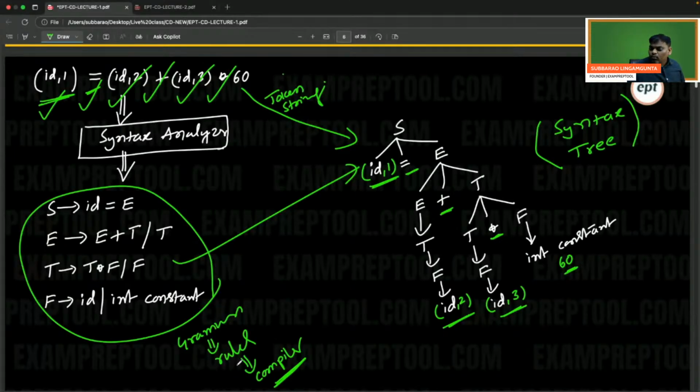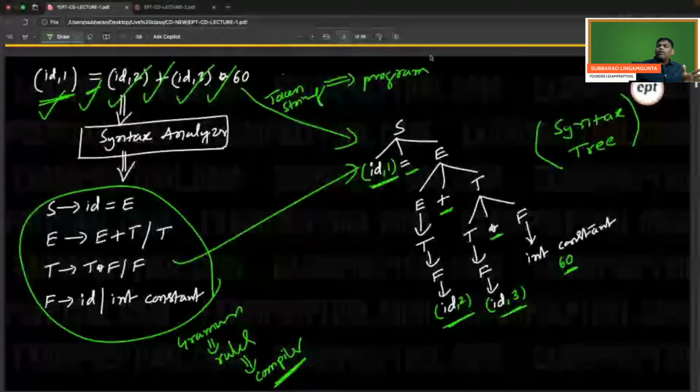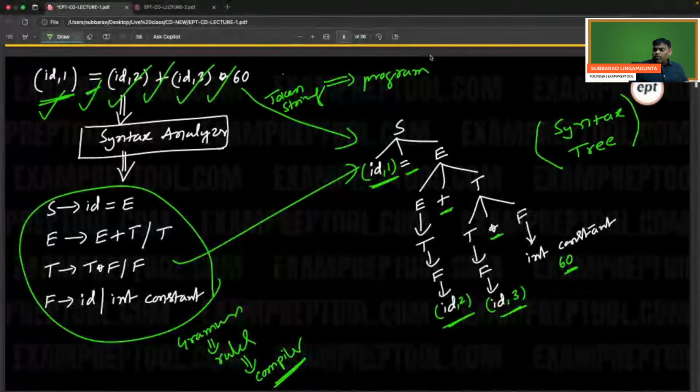Some people are asking, sir, what is the token string? Remember, token string is nothing but the user program. Syntax analyzer will take the user program in the form of tokens. User program, normally in high level, you convert it into tokens. So syntax analyzer has two things as input. One is the user program, which is a token string. One more is grammar, which is a set of rules.